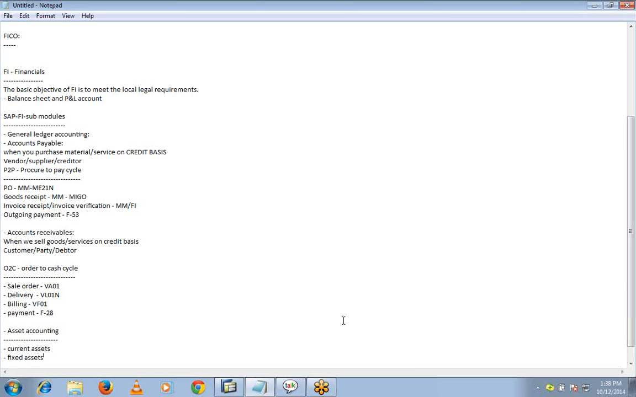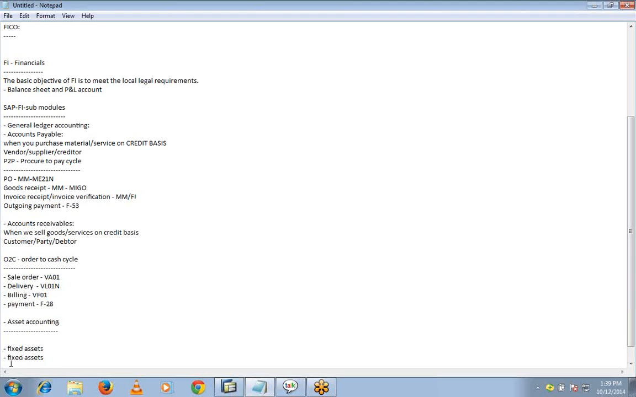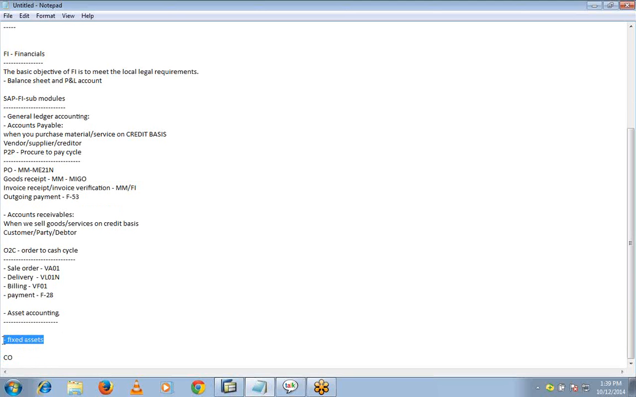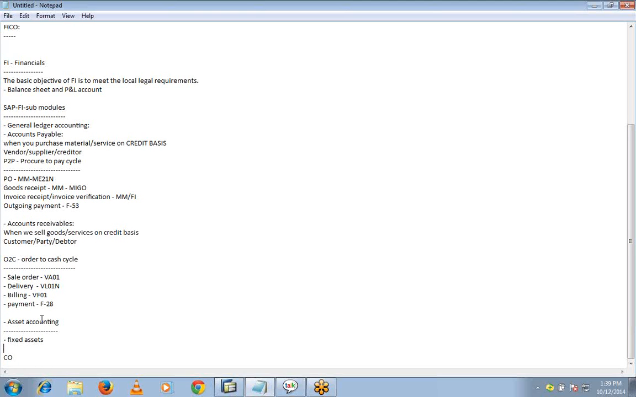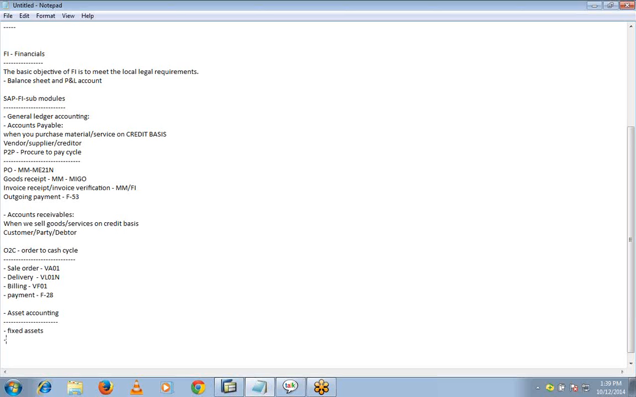Now, in SAP FI, asset accounting deals with only fixed assets. It does not deal with current assets, because current assets will be part of other modules, general ledger or accounts receivable, and do not come under asset accounting. So asset accounting in FI covers only fixed assets. This point is clear. Only fixed assets.